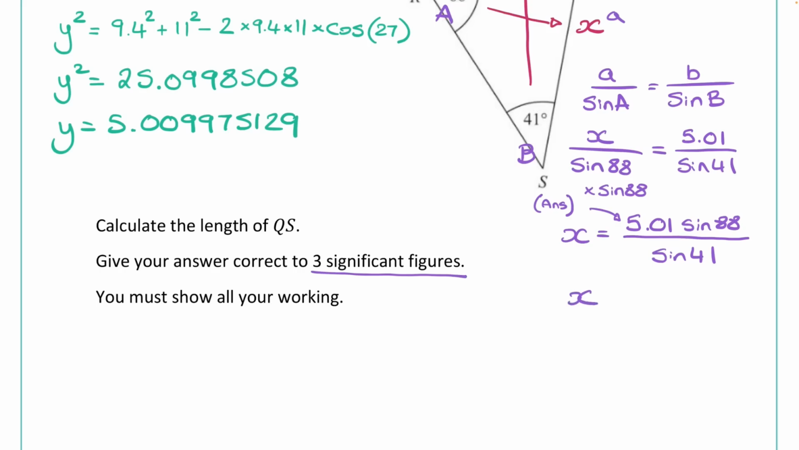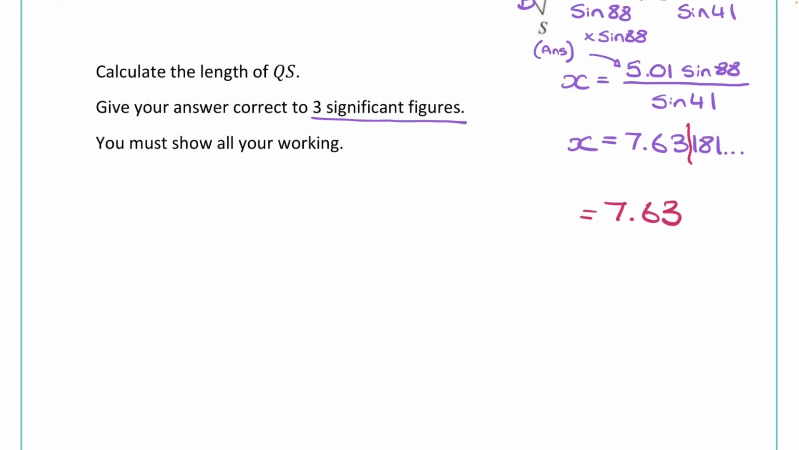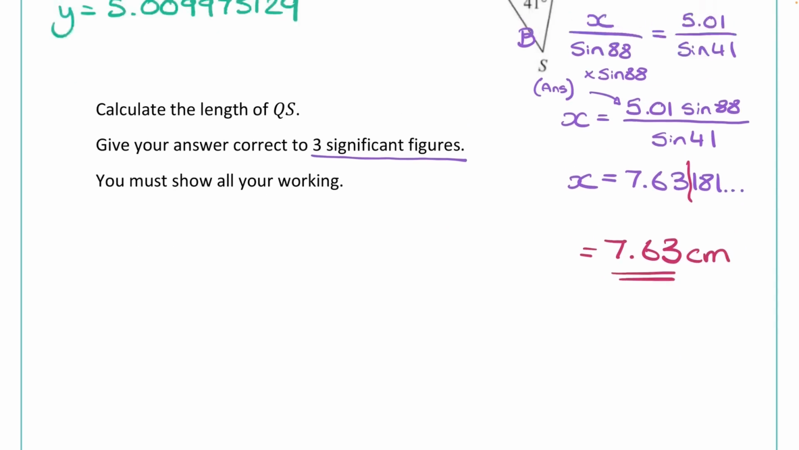I get x is equal to 7.63181, and then a few more decimals, but of course it wanted my answer to 3 significant figures, which is after the 3 there anyway, so we get a final answer of 7.63. There we go. Let's think about the concept of this question. It was in centimetres, it was a side length, so that is 7.63 centimetres, and that is my final answer.